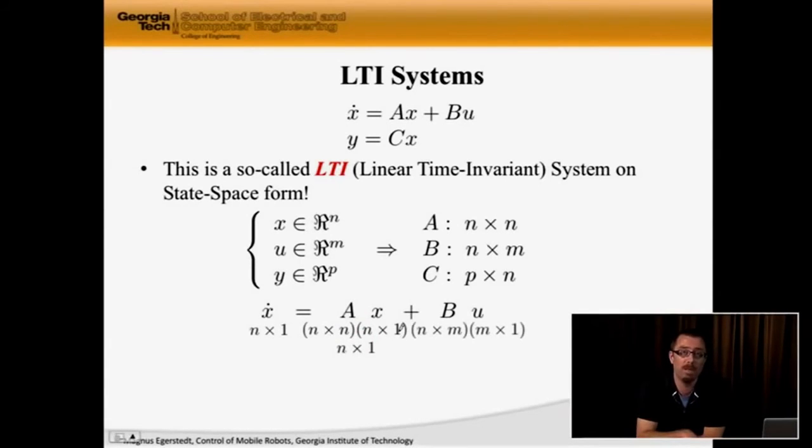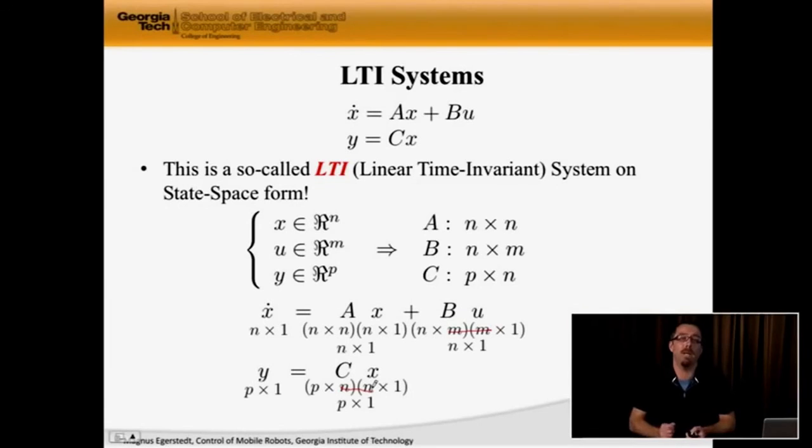Similarly with B, if B is n by m and u is m by 1, well, these things cancel out as they should, and we end up with something that's n by 1. If we look at y, similarly, y is p by 1. Well, C is p by n, and x is n by 1. These guys cancel out, and what we end up with is a p by 1 vector.